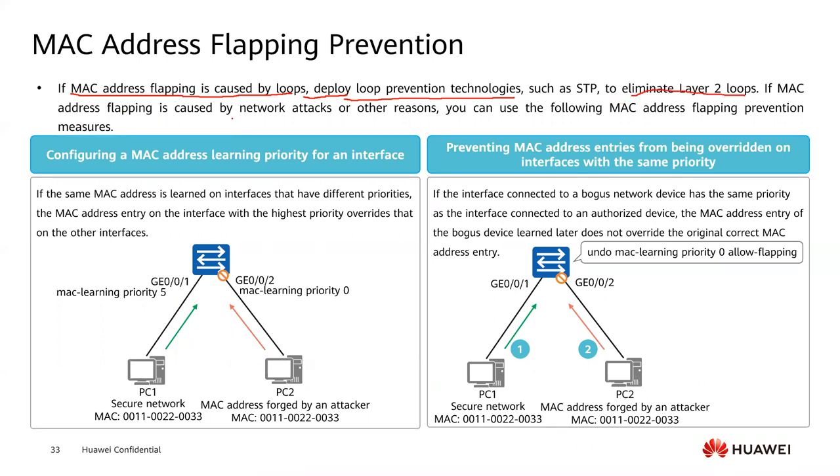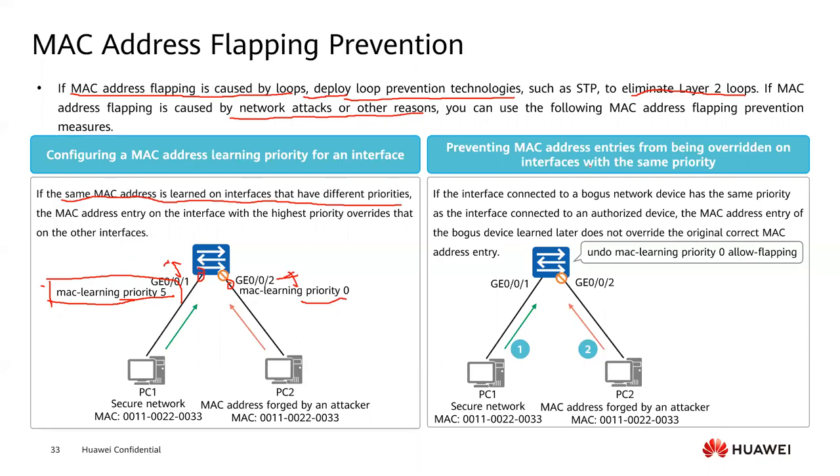If MAC address flapping is caused by network attacks or other reasons, you can use the following MAC address flapping prevention measures. The first one is the MAC address learning priority for the interface. It means the same address learned on interfaces that have different priorities. For example, this port's priority is 5, and this port by default is priority 0. So even though switch one learns the same MAC address on different ports, because this port has a higher learning priority, the switch will learn this MAC address to this port, but not to this port.